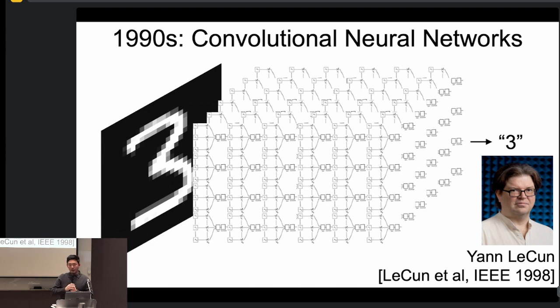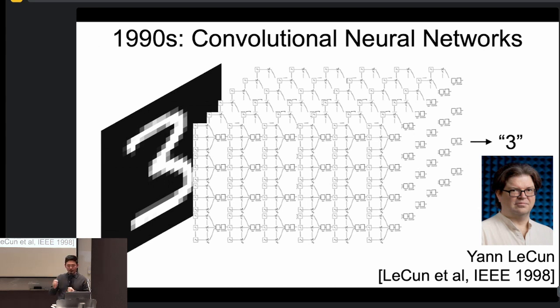So this is the origin of the convolutional neural network. I think some of you already know this concept. This is the origin, but it's been very difficult to train this model at the time.